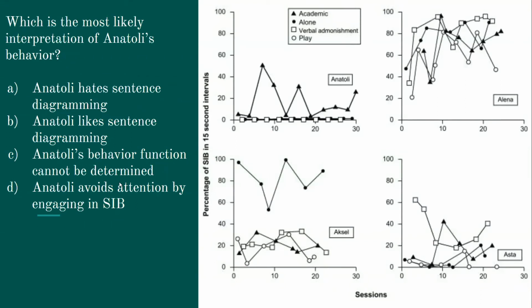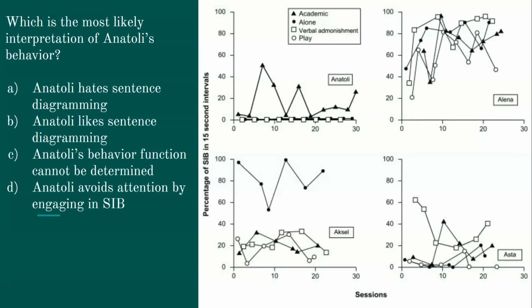Anyway, let's go through the answers here. What is the most likely interpretation, or what's the best one? Well, what's going on in the graph? Amy would like to know, so let me just explain it to you. Here, the only one that's differentiated is academic. What might be happening in the academic or demand condition? I want you to think it through and say something to yourself about what is happening. So I would say something like, when staff present an academic task, this person, Anatoli, engages in SIB, and then the task is removed. So he's doing the SIB, it looks like, to get out of academic tasks.